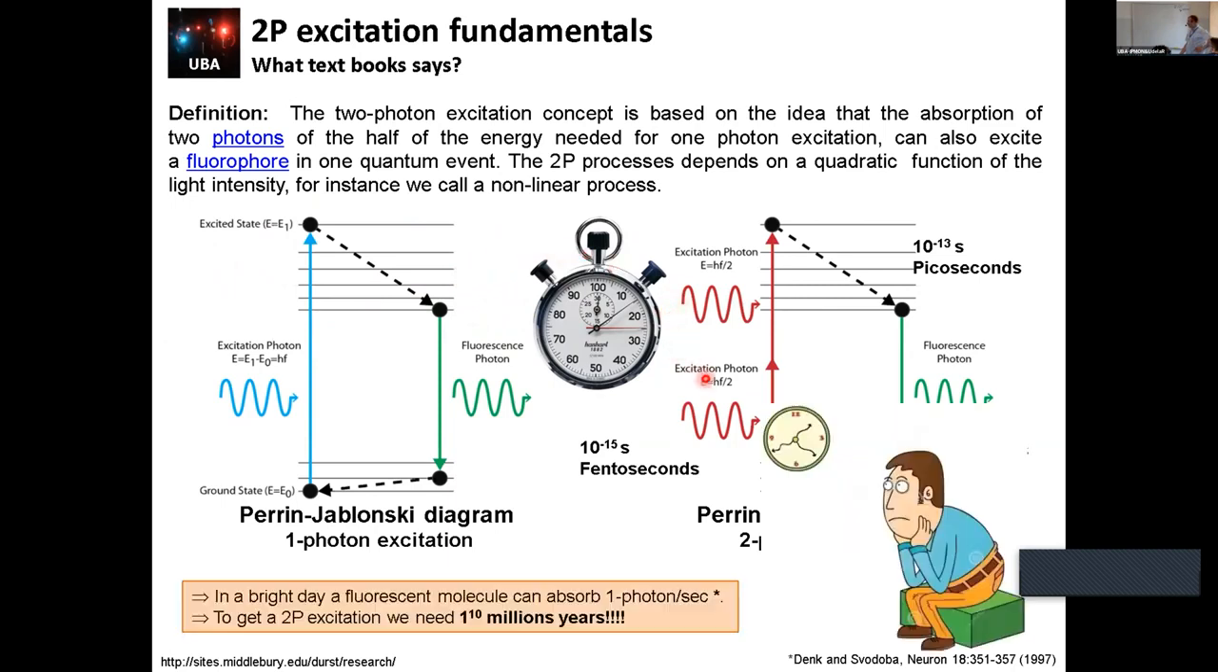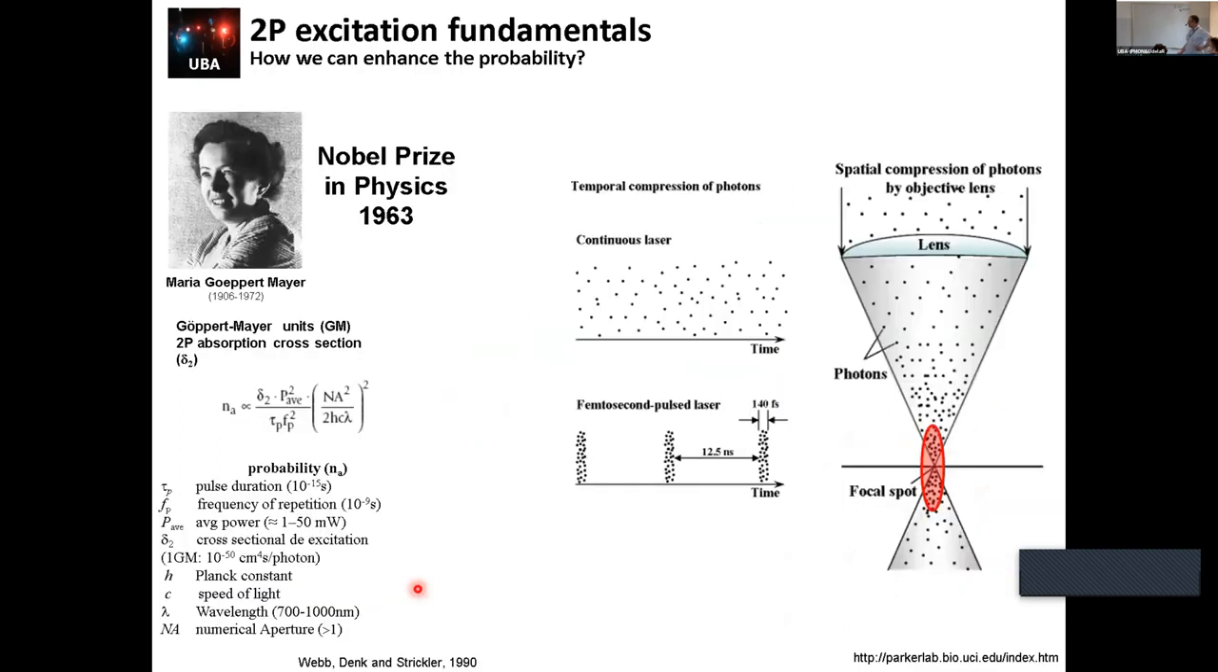So the thing is, on a bright day, basically, you can excite one photon per second in a single photon excitation. If you wait 10 million years, you will get two photon excitation. So basically, we need to do something, otherwise this is not a useful technique. So we owe all this theory to Maria Goeppert-Mayer, Nobel Prize in 1963. And she did all the theoretical calculation.